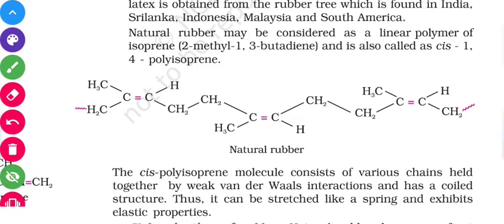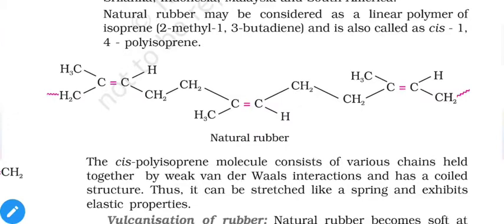If we want to give numbers, this will be the numbering of a single isoprene molecule. This polymer is also called cis-1,4-polyisoprene. Why is it called cis-1,4-polyisoprene? If we observe the structure of natural rubber, let us observe the connection between two different monomers.